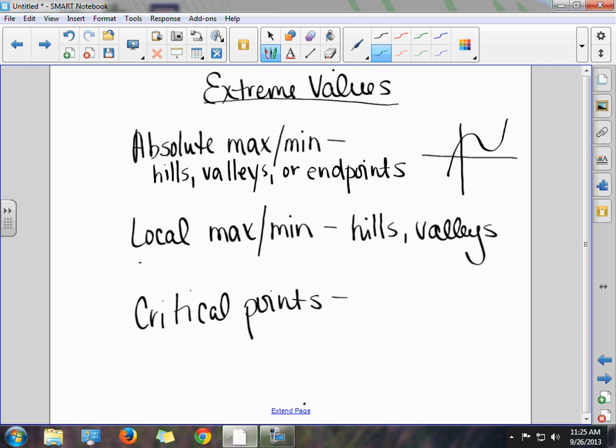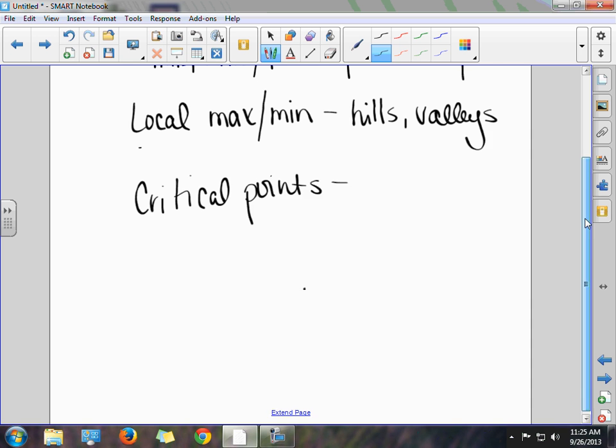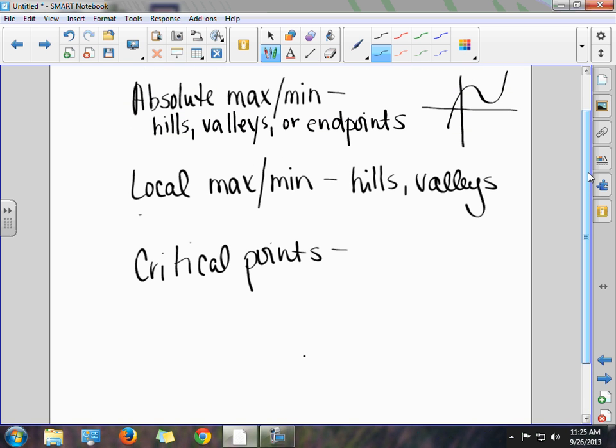So critical points kind of encompass everything. The definition is that critical points are where f prime of c is equal to 0 or f prime of c does not exist. So these can be cusps, they can be points, they can be all sorts of things.